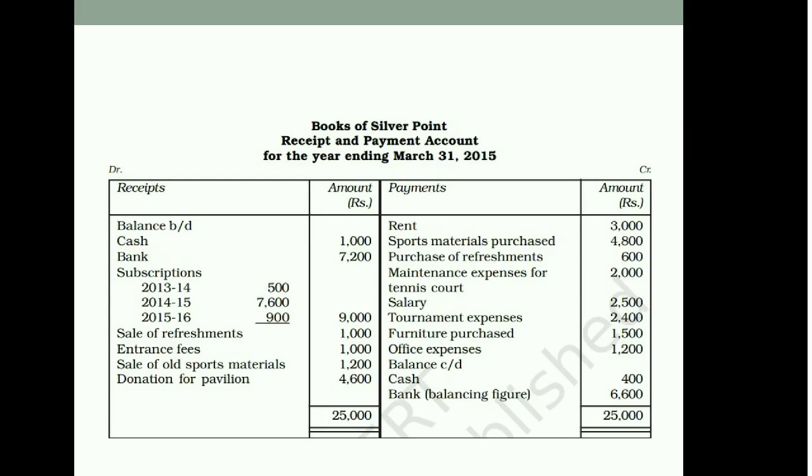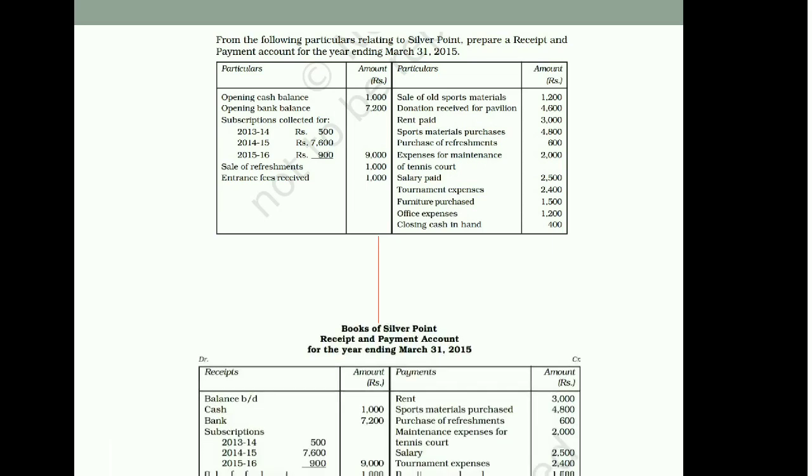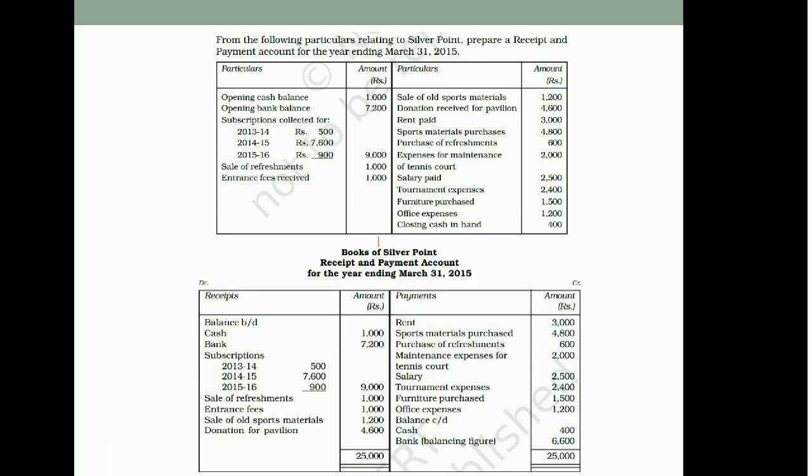Let's solve this question. This is the solution of this question. And how will it be? Just see. This was your question. This is your answer. How it all came, you can understand. Opening balance is on the debit side and the closing balance on the credit side. First of all, we will take that opening cash balance. It is on the debit side. Opening bank balance on the debit side. Subscription collected, totally 9,000, on the debit side as well. Next is sale of refreshment. It is an income on the debit side as well. Entrance fees received, income on the debit side as well.